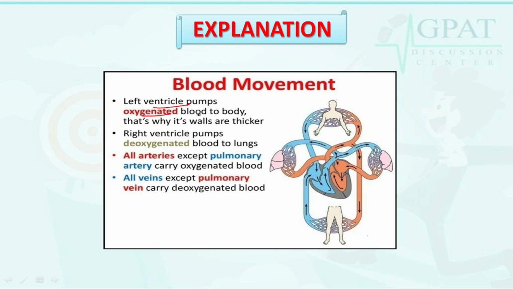pumps the oxygenated blood to the body, and the right ventricle pumps deoxygenated blood to the lungs, and all arteries except the pulmonary artery carry oxygenated blood, and all veins except the pulmonary vein carry deoxygenated blood. Students, just try to note down these two short points.